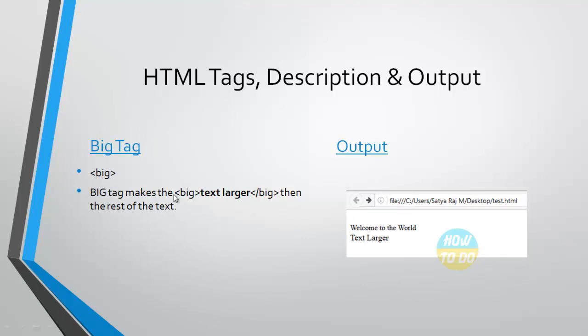Now comes the big tag. The big tag makes the text a little larger. That is, in comparison to the normal text that we provided, the big tag will be a little larger. So the syntax for the same would be open bracket big close bracket text larger. I'm just writing this particular thing as a text and close the big function. Then the output will be in this way. If you see, welcome to the world is a normal font and text larger is looking a little bit bigger in comparison to that particular text. So in this way, you'll be able to use big tag.